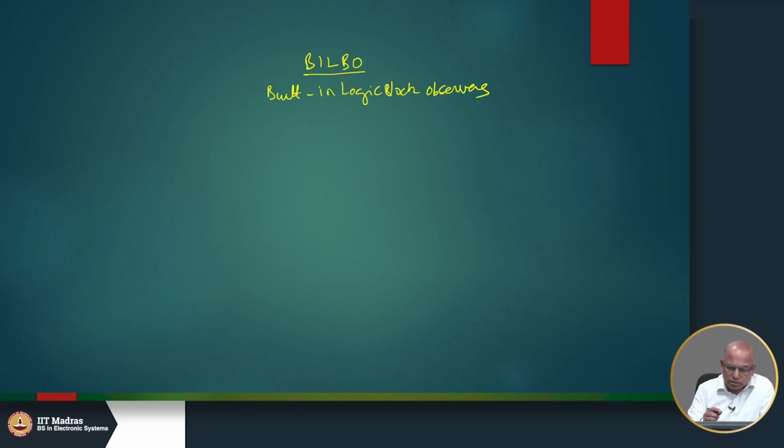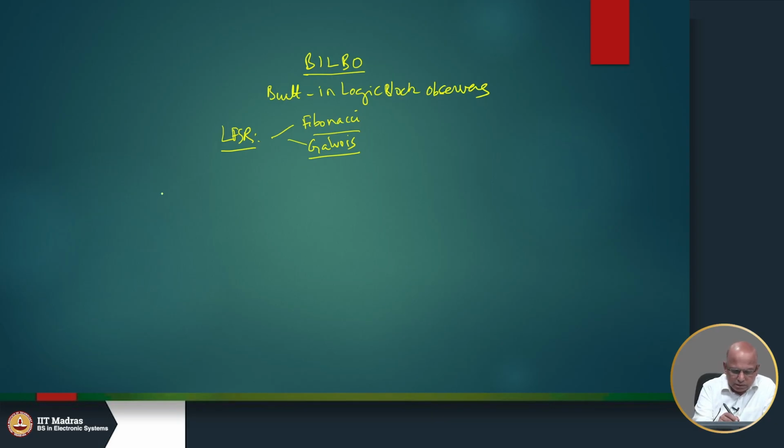Before that, let me recall that there were two types of LFSRs that we talked about, right. One of them was called Fibonacci and the other was called Galois. The Galois LFSRs can be derived from Fibonacci LFSRs. So, let me explain that.